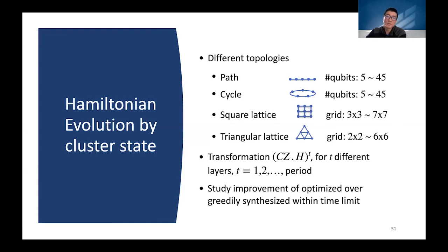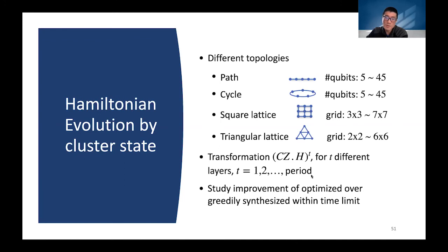For this next set of experiments, we wanted to experiment on quantum circuits that involve a much larger number of qubits. The particular experiment that we selected is a Hamiltonian evolution by cluster state, for which we selected different topologies with a varying number of qubits, ranging from 5 qubits to about 50 qubits. And for the different transformations, we tuned the layer count from 1 to the transformation period.